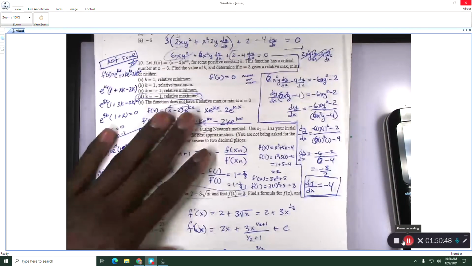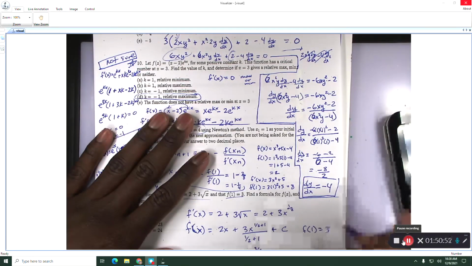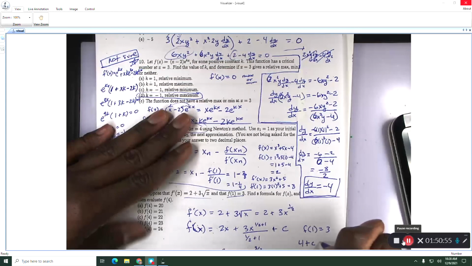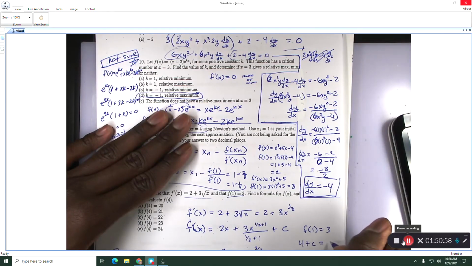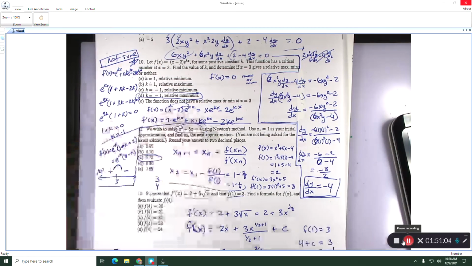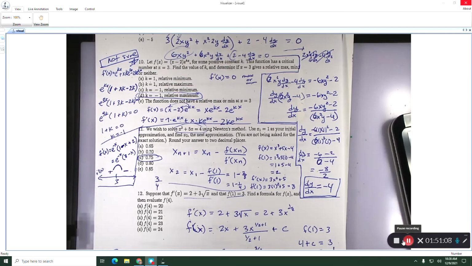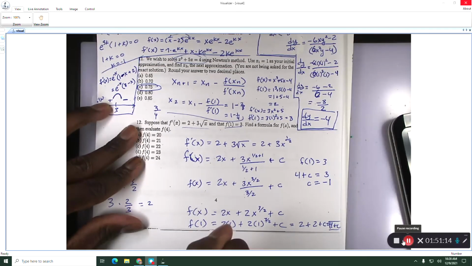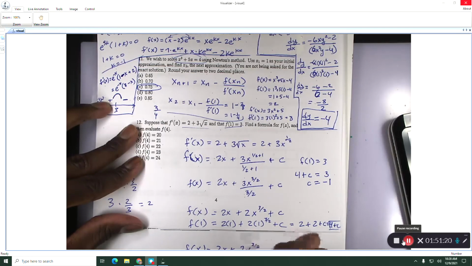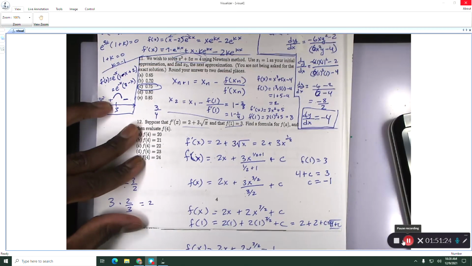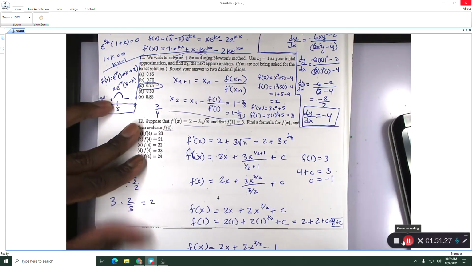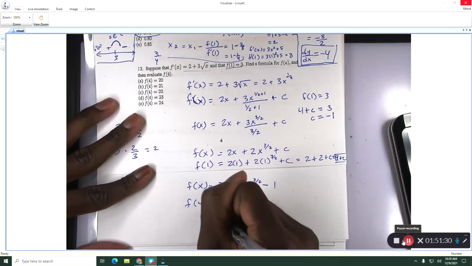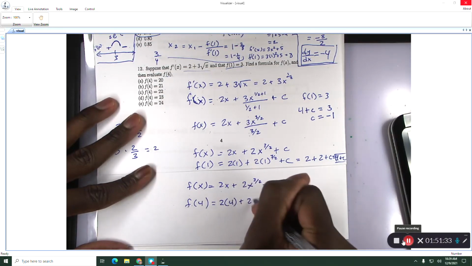Now, we also know f(1) is equal to 3. So that means 4 plus c is equal to 3. c is equal to negative 1, and that's perfect. Now, we have f(x) equals 2x plus 2x to the 3/2 minus 1, since we know our value of c. So if we wanted to find f(4), we just plug it into this equation that we found here.